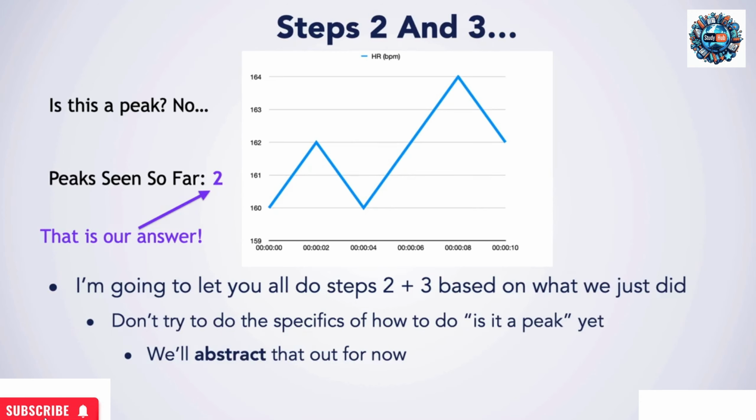Now we are ready for you to do step 2 and 3 of the 7 steps. For the moment, we are not going to try to work out the specifics of, is it a peak? We will abstract that out for now. We're going to assume that we can just ask the question, is there a peak at this particular place, and answer it correctly. Then later, we will solve the programming problem of figuring out if we have a peak at a particular place.